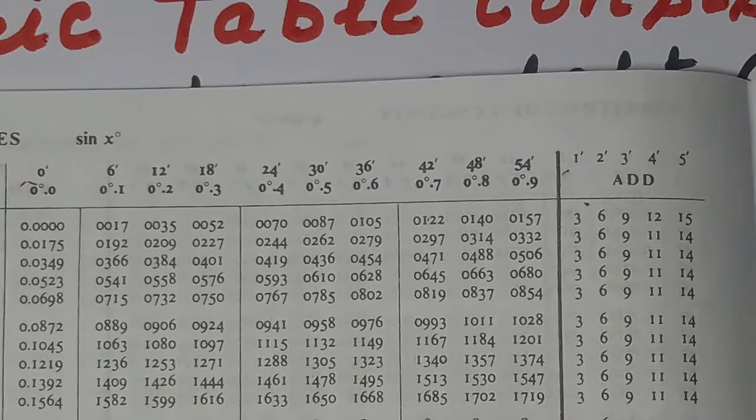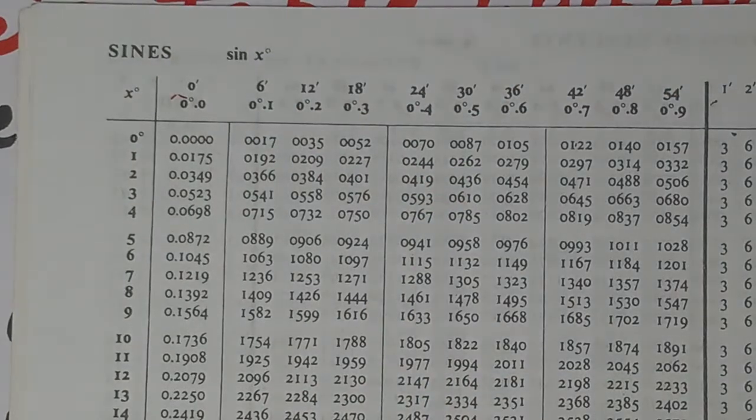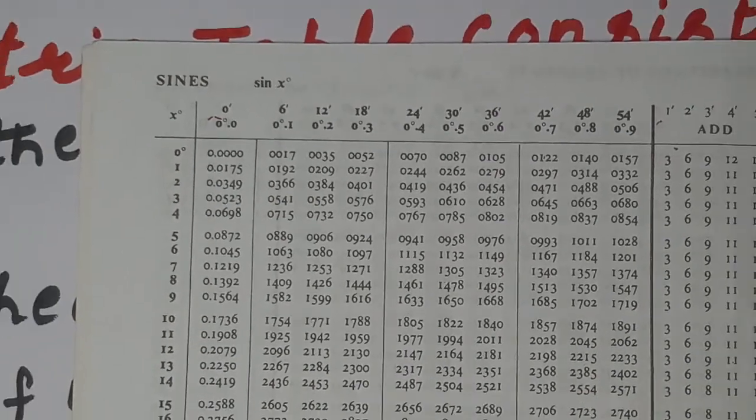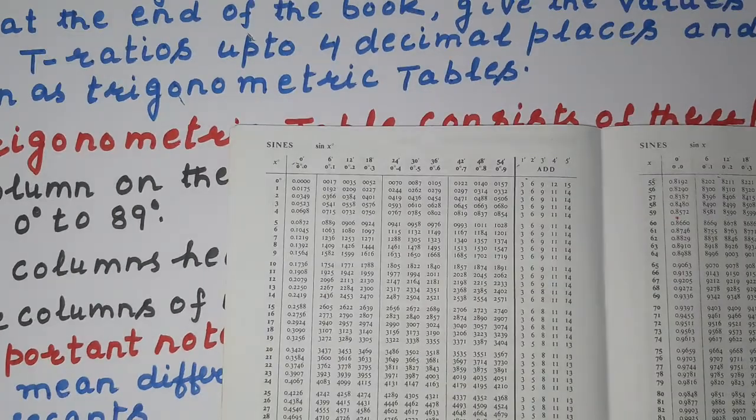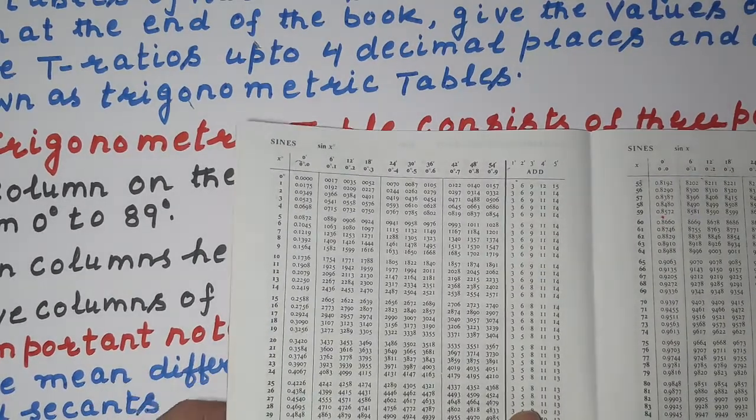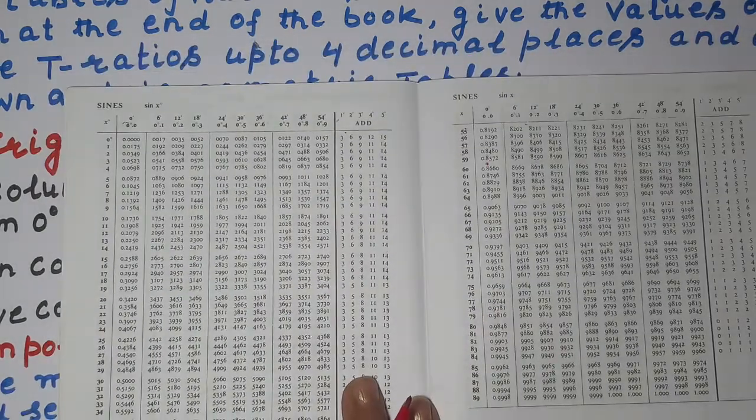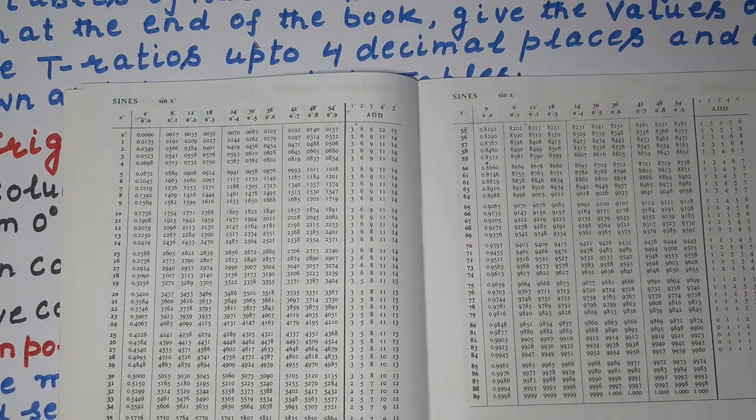Fine. Now you should learn how to choose the value from this book. Suppose you are given to find sine 28 degrees and 12 minutes. So that is simple. How?